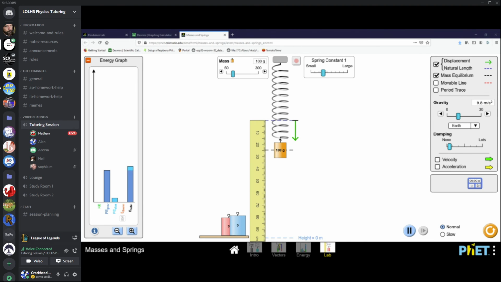Well, what's the next part of the spring lab before we do that? I think it's just changing mass. The first one is finding the spring constant. The second one is finding the period. Does anyone have any questions about how to do the second part of the lab?